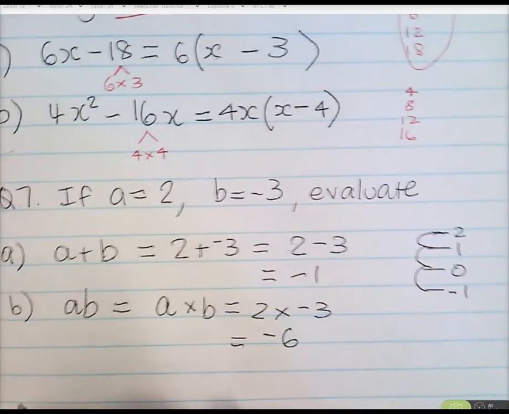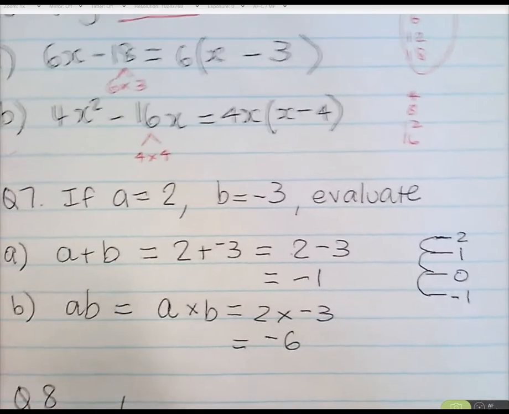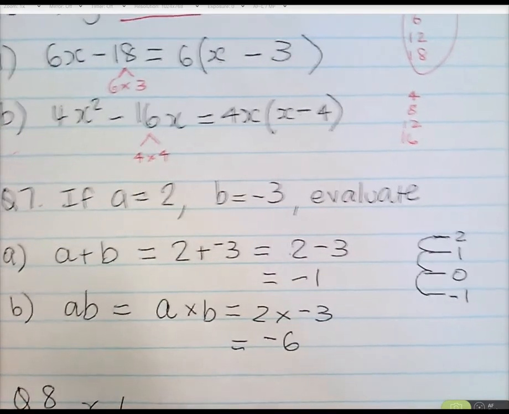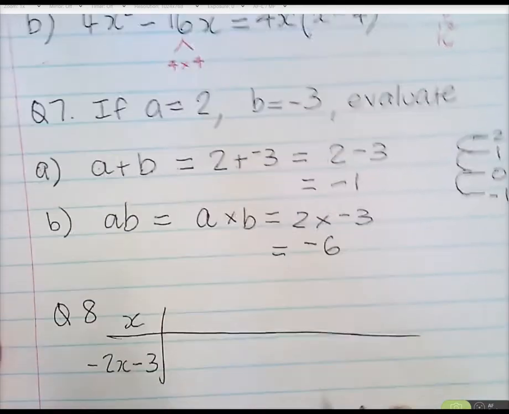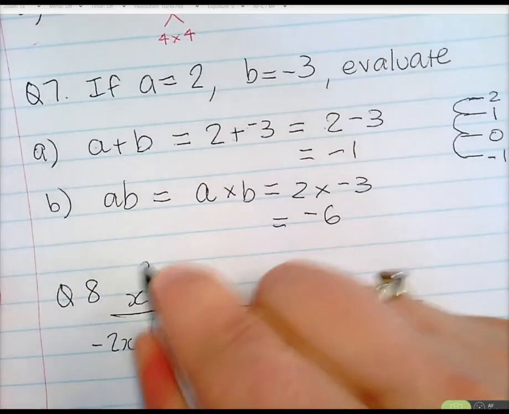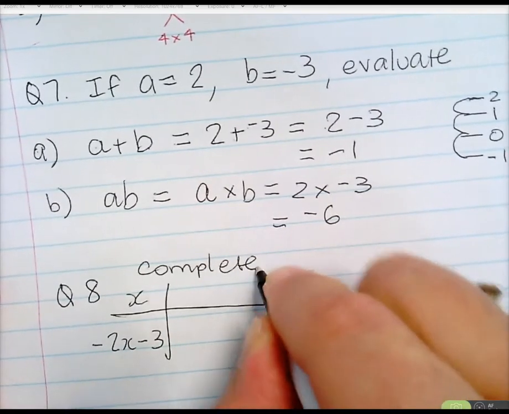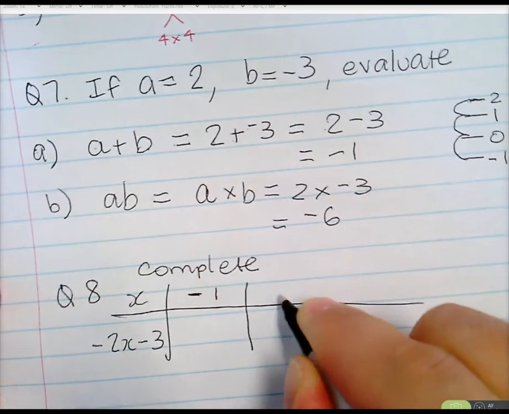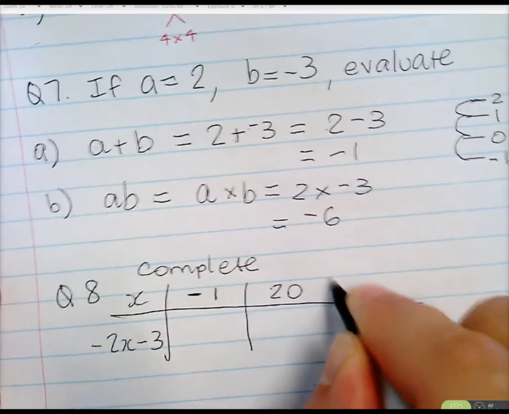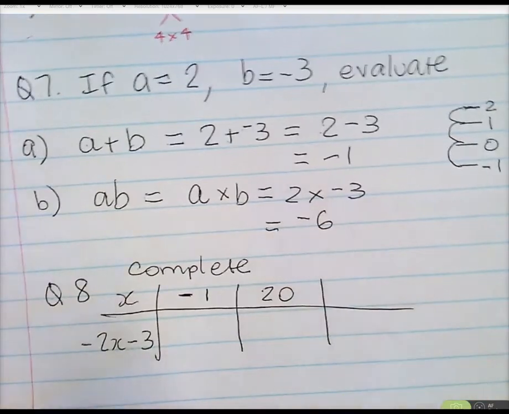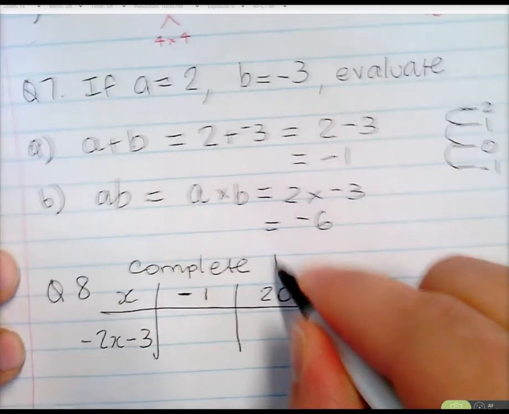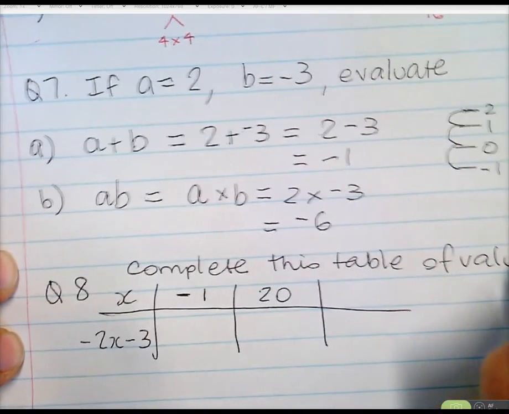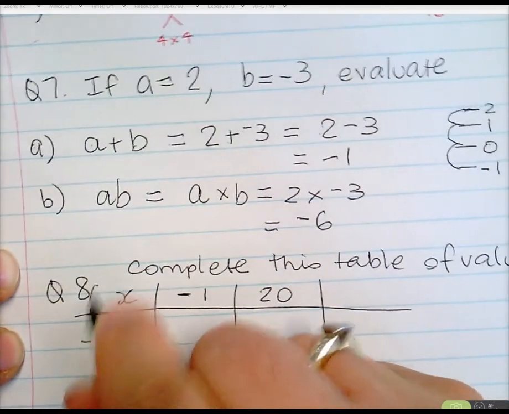Okay, now, question 8. I'm just going to do up my own little table. X, I'm going to do minus 2x minus 3. And we're just completing this. Just going to do a few values: if x is negative 1, and I might do if x is 20. Question 8 says complete this table. It's called a table of values. Now, the way it works, it'll look like this.